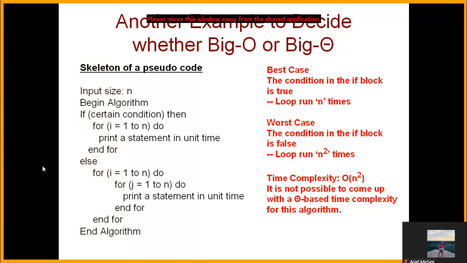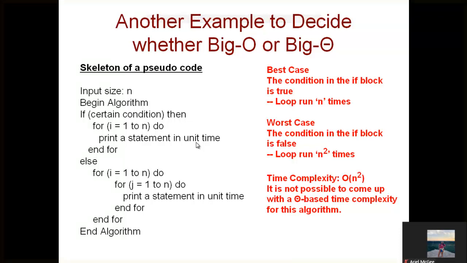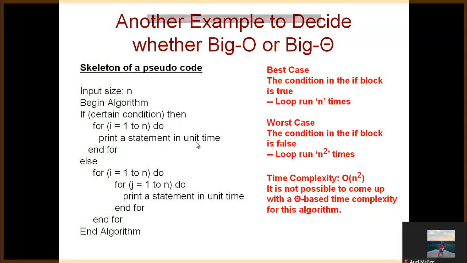So in this pseudocode, I'm printing a statement, and it's one statement that gets printed. Whatever time it takes, I say it's unit time. So we don't have to really measure that time. Just say print the statement, and it takes one time unit to print one statement.